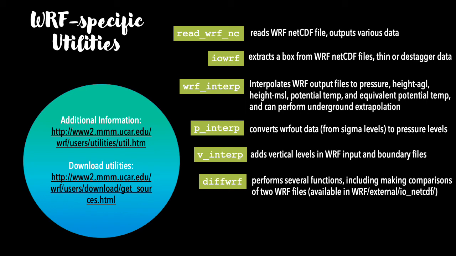P-interp is specific for interpolating data from sigma levels to pressure levels. V-interp allows you to add vertical levels in your WRF output after you've run your simulation. And diffwrf can do several different things, but I find the comparison of different output files to be the most useful. This is the only one that comes with the WRF code, and you can find it in the external/io_netcdf directory. All the others, you can find additional information and downloading information from the links listed here in the circle. I do want to advise you, though, that most of these utilities are pretty old and have not been updated for quite some time, so it may take a bit of finagling to get them working properly for your application.